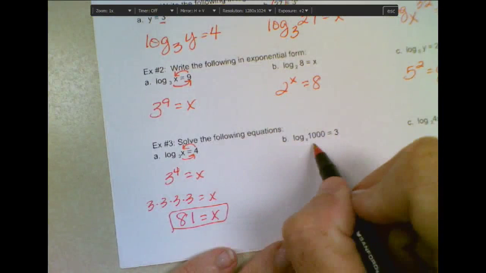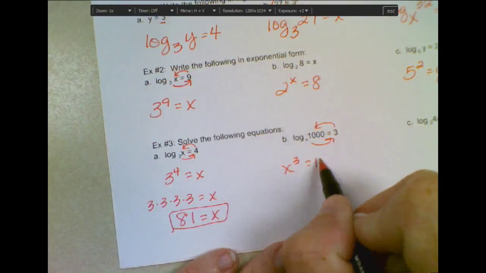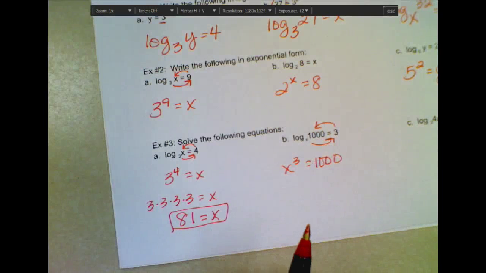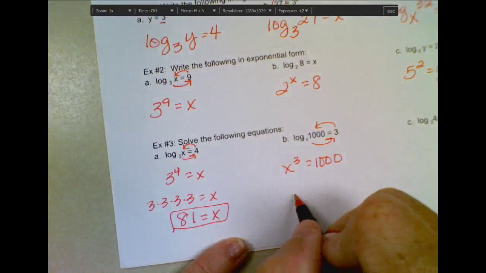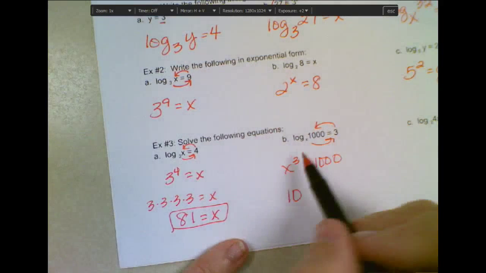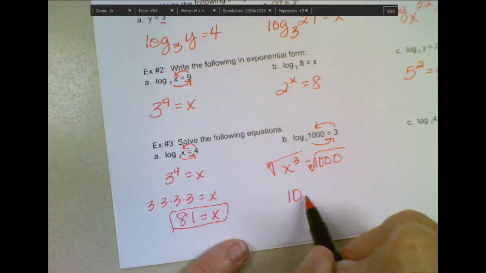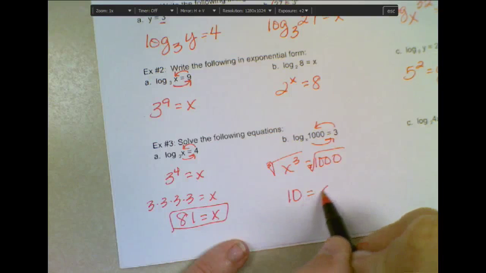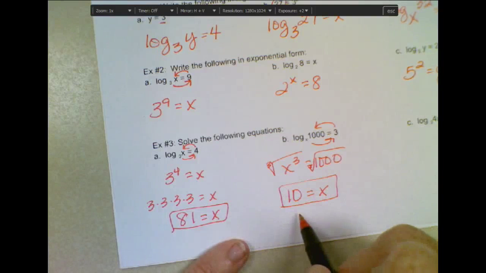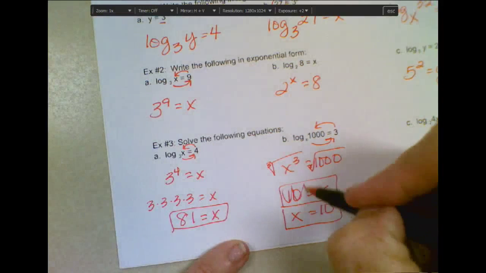For B, it's x to the 3rd power equals 1,000. Something to the 3rd power equals 1,000. The nice thing about multiples of 10 is it's simply that many zeros. So one way you could solve that if you had to was take the cube root of both sides. The cube root of 1,000 is 10, so our x equals 10. I guess we should write that the same direction to be less confusing.